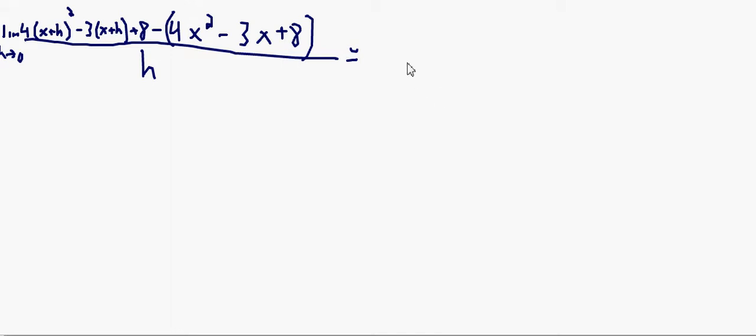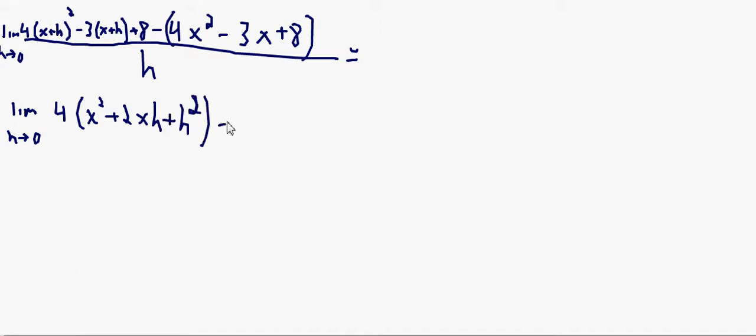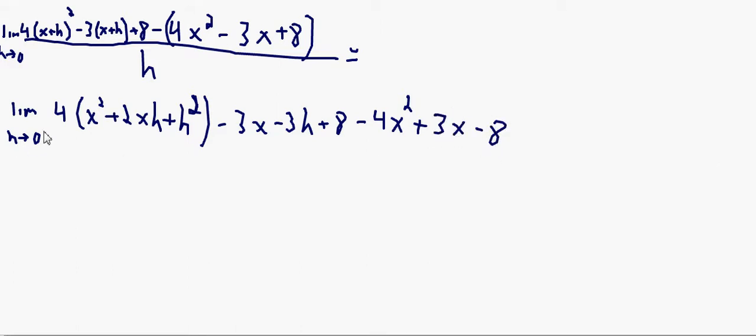Let's see what happens. The limit as h goes to 0 of squaring this out is going to give us 4 times (x squared plus 2xh plus h squared), minus 3x minus 3h plus 8, minus 4x squared, plus 3x, and then minus 8, and all of this is over h.